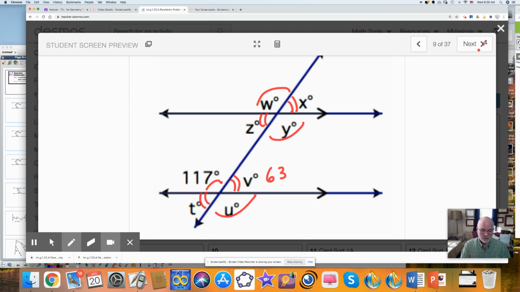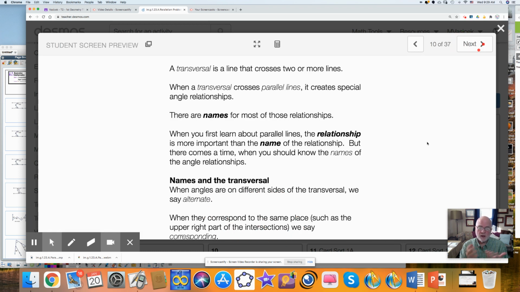Knowing their relationship is one thing, but being able to use it is quite another. So here we have a transversal. A transversal is a line that crosses 2 or more lines. It's a fancy word for a line that crosses 2 or more lines. When those lines that it crosses are parallel, it creates a special relationship. There are names for most of those relationships, not all of them, but most of them. And when you first learn about parallel lines, the relationship itself is what's more important. But there comes a time when the names are important as well.